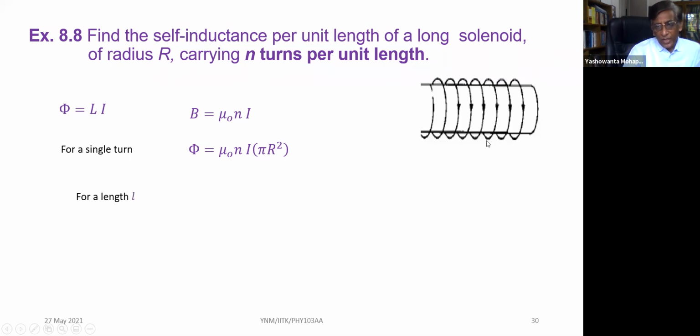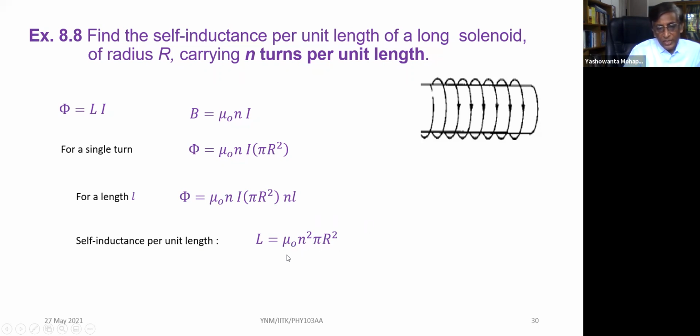For any length L, there would be n turns per unit length, so the number of turns will be n into L. So the total flux will be mu naught Ni pi r square n into L. All right. So self-inductance can then be calculated, self-inductance per unit length. Phi is proportional to I, and so per unit length, I'll take L out. And so L is mu naught N square pi r square.